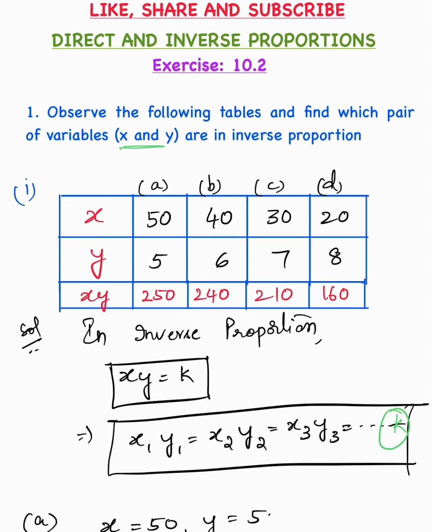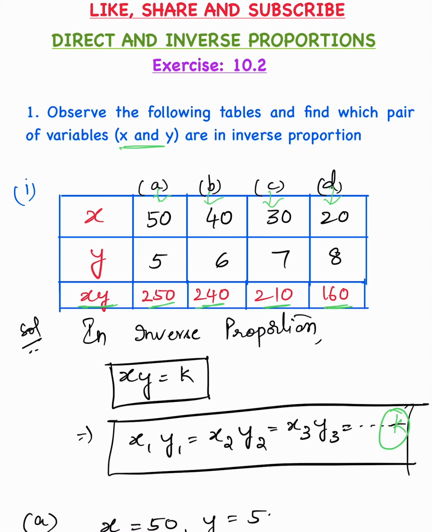Here we are given x and y values. These are 50, 40, 30, 20 for values of x. Let us name them as a, b, c and d. Again y has 5, 6, 7 and 8. Now let us find out xy here. What is xy? For a, 50 into 5 is 250. For b, 6 into 40, 240. For c, 30 into 7 is 210. For d, 20 into 8 is 160.